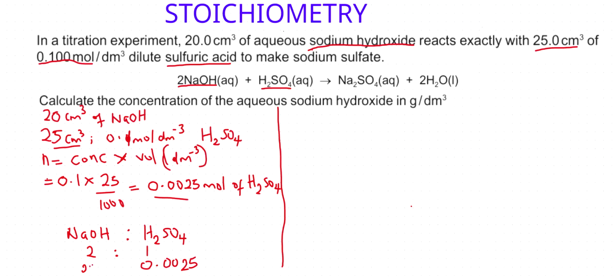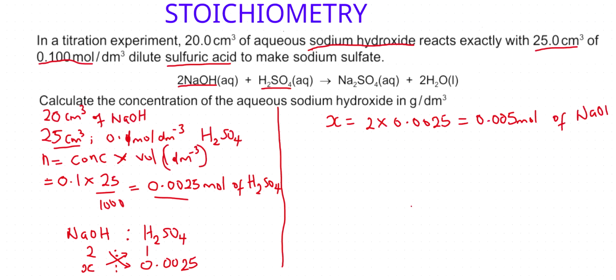So how do we do that? We need to cross multiply this. Cross multiplying will give us the number of moles of the sodium hydroxide that was used. So that will be 2 multiplied by 0.0025, and that is going to give us 0.005 mole. So that is the number of moles of sodium hydroxide that was used.